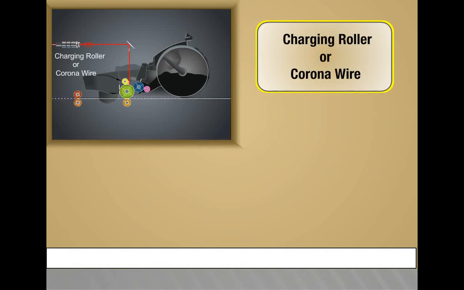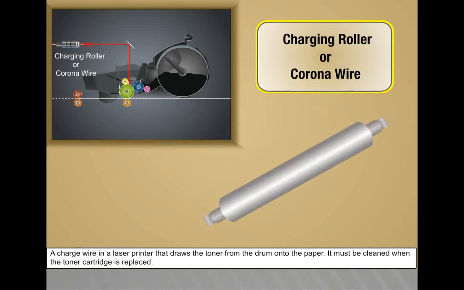Charging roller or corona wire. A charge wire in a laser printer that draws the toner from the drum onto the paper. It must be cleaned when the toner cartridge is replaced.